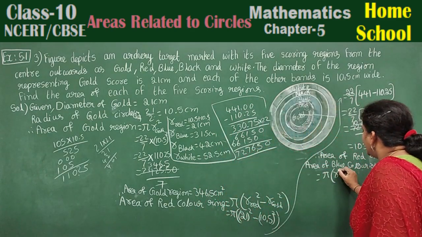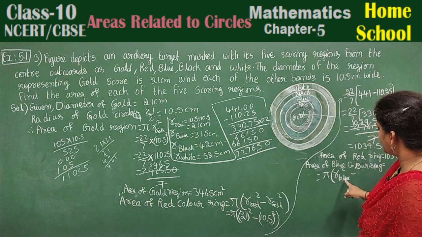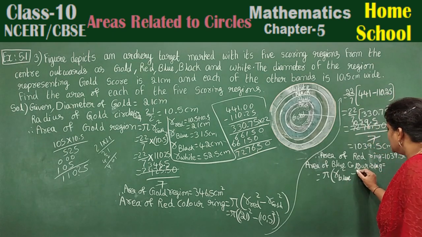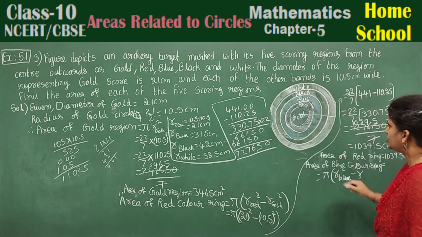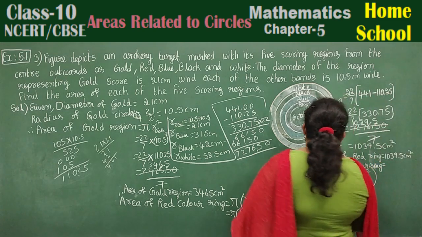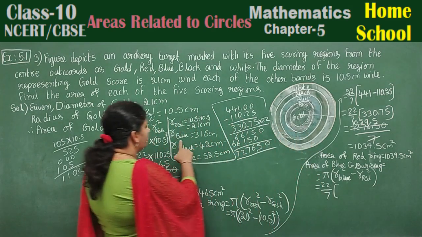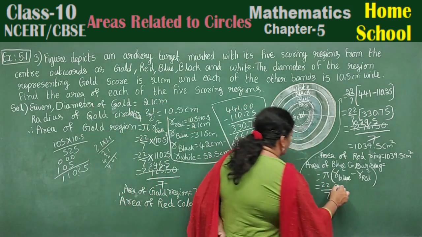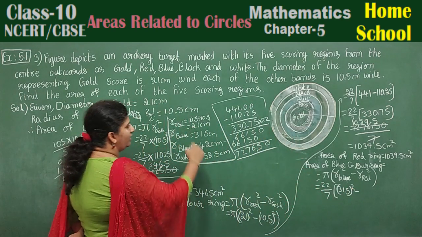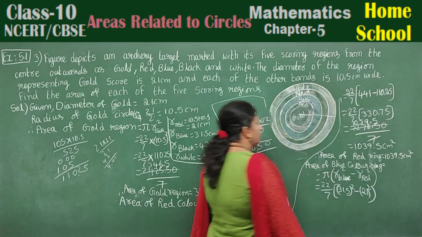In the same manner, pi into the radius of blue square minus the radius of the color before it. Which color do you have before? Red. Radius of red square. That will be 22 by 7 into radius of blue, which is 31.5 whole square, minus the radius of red, 21 centimeters, 21 whole square.